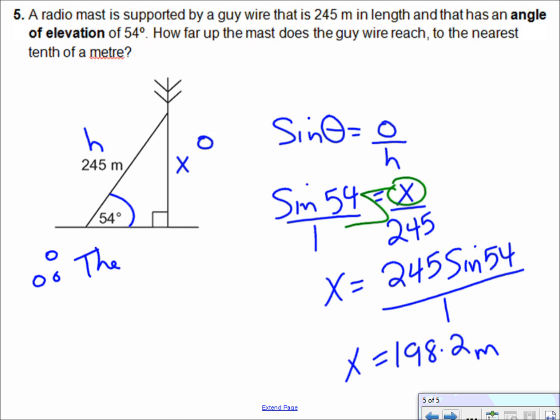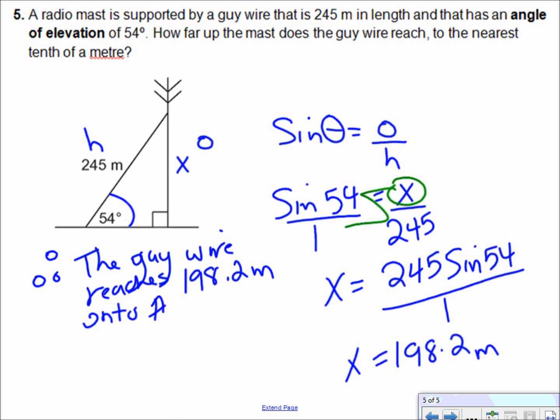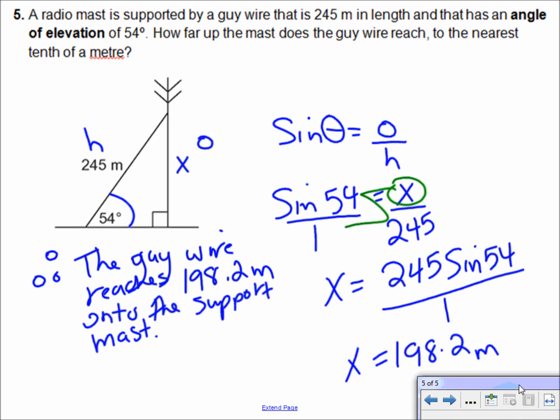This is a word problem, so you're going to have a statement. Therefore, the guy wire reaches 198.2 meters up the support mast. Your sentence can be whatever you want as long as you're giving me the solution and what the solution actually means. All right? Give me a second.